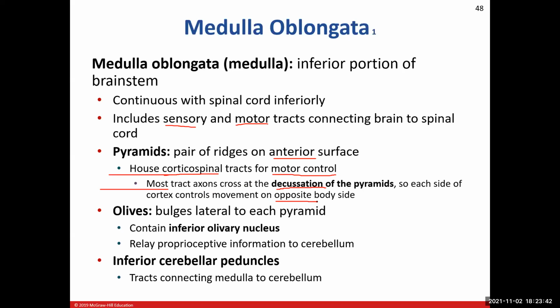Then lateral to the pyramids, we have our olives. Again, these are bulges also. Now they play a different role. Instead of having descending tracts, they have ascending tracts, right? Sensory information, namely proprioceptive information. Proprioceptive information basically tells your central nervous system what your joints are doing.